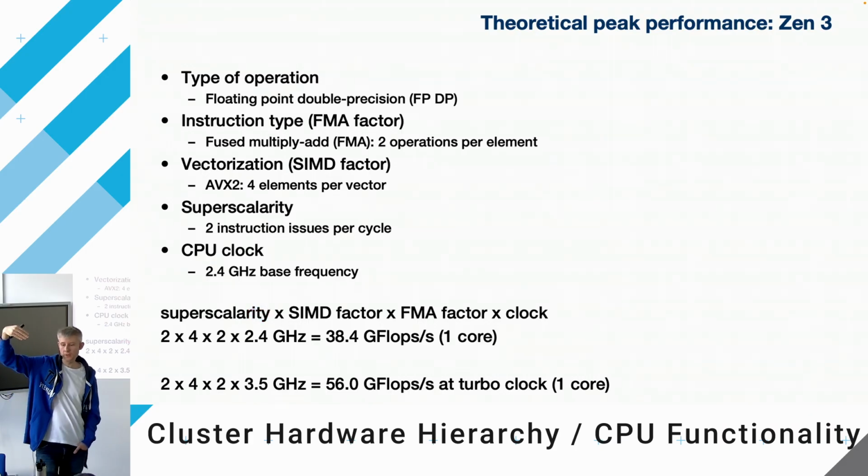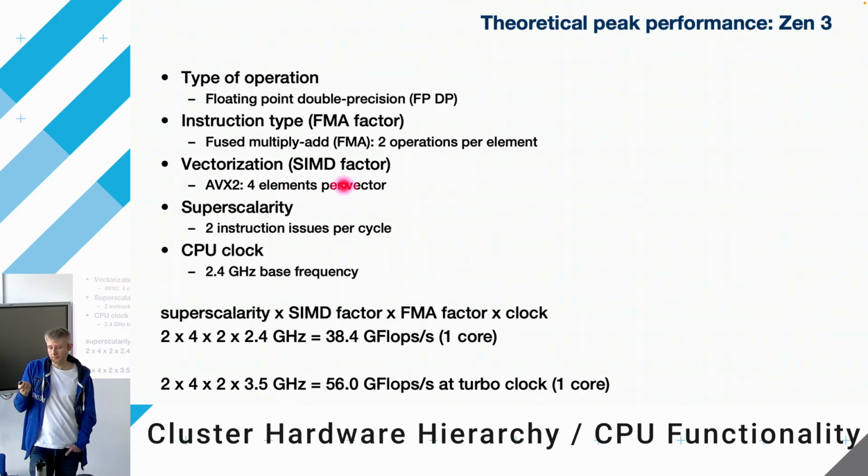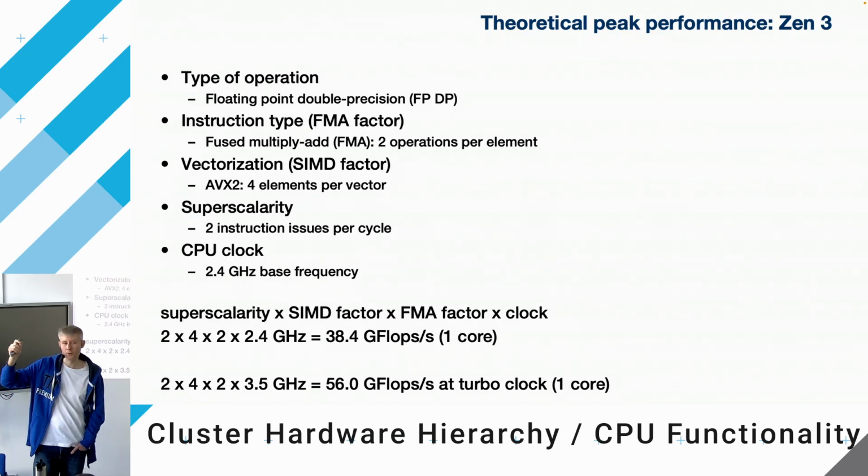Therefore, we assume all the instructions are vector instructions, because then we have more operations per instruction. In this case, we can have 4 elements per vector, and we assume double precision, because then 4 double precision values fit in one vector. And which instructions do we want to execute? In this case, this is the fused multiply-add, because then we have 1 instruction but 2 operations: a multiply and an add operation.